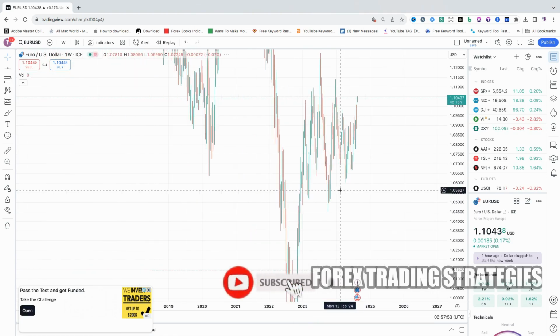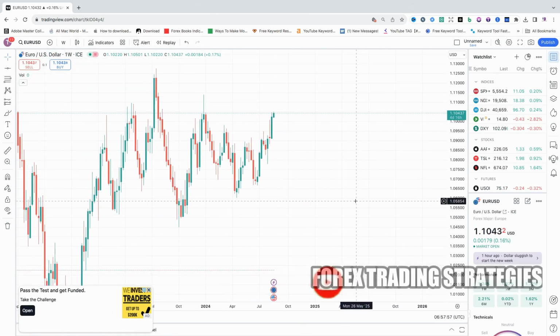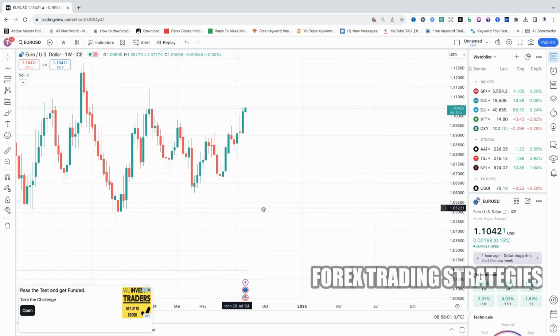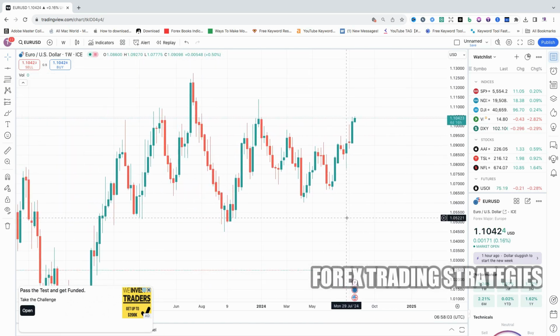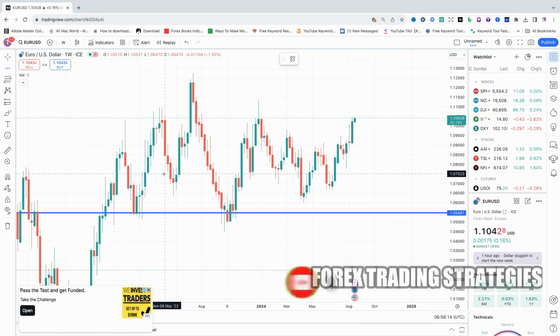Can you trade Forex on Tradingview? Trading Forex on Tradingview is not only possible, but also a popular choice among traders due to the platform's advanced charting tools and extensive features. Tradingview is well regarded for its comprehensive technical analysis capabilities, offering a wide array of indicators, drawing tools, and customizable charts that cater to both novice and experienced traders.